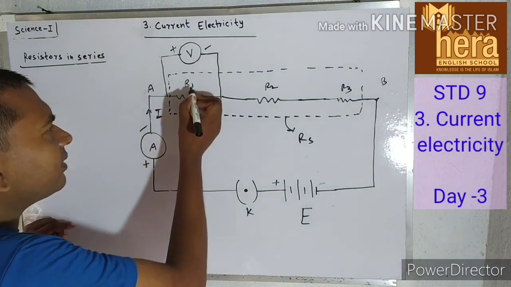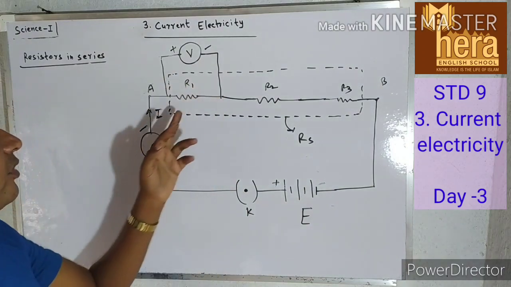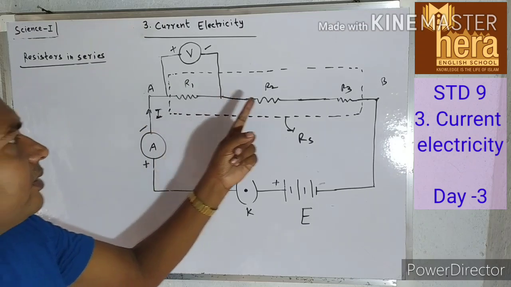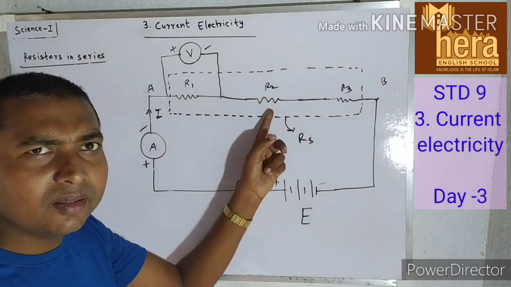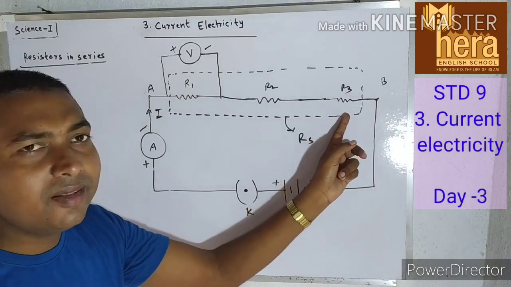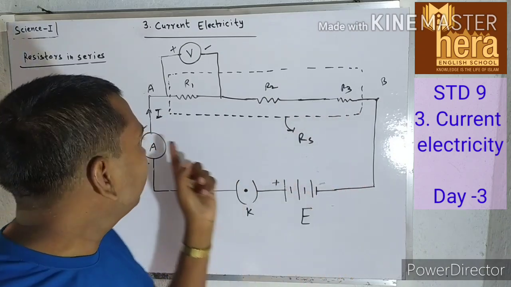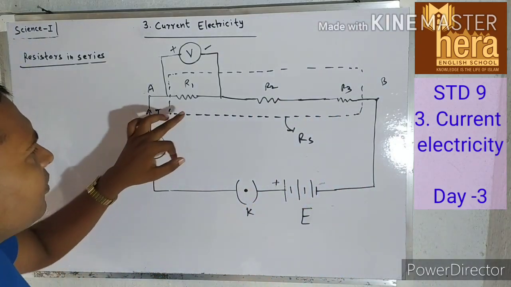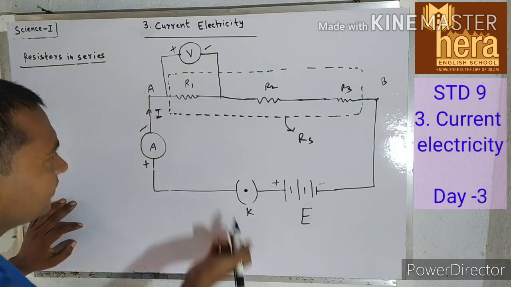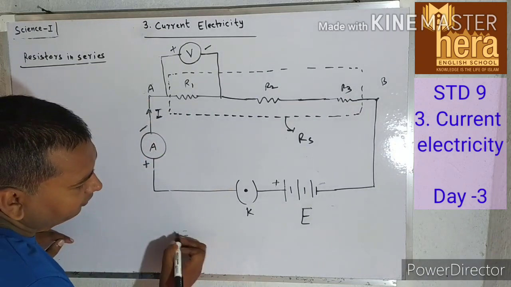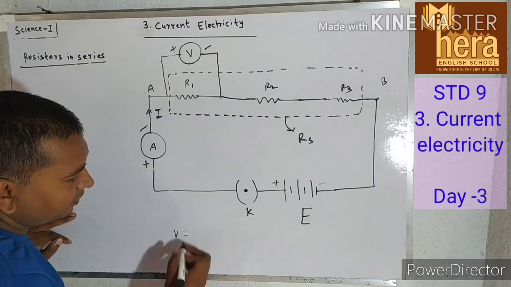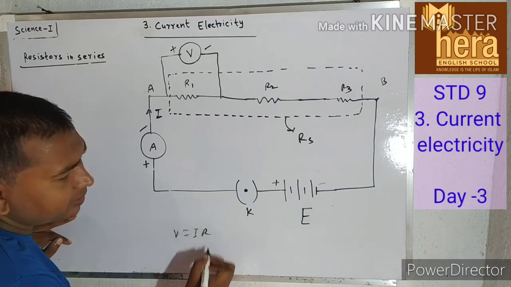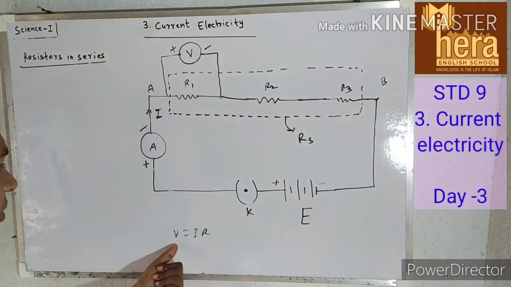So again, in this resistor, how much current is flowing? I. In this resistor, how much current is flowing? I. In this resistor, how much current is flowing? Again, I. Okay. So from Ohm's law, V is equal to what? V is equal to IR. Yes or no? Yes. V is equal to IR.